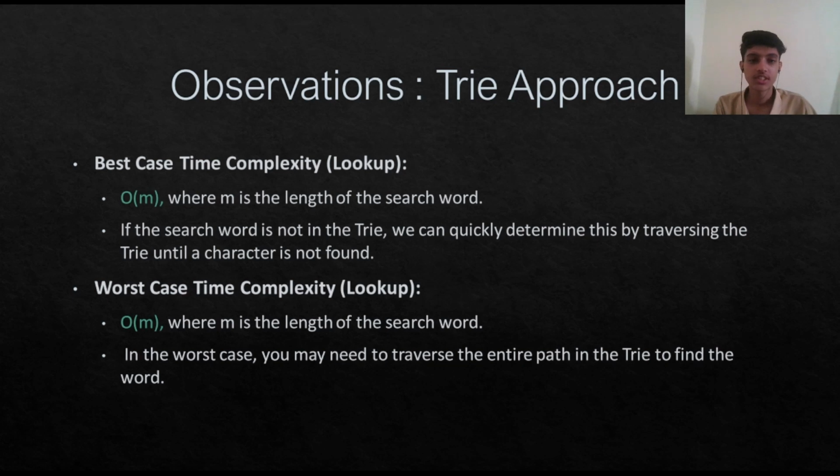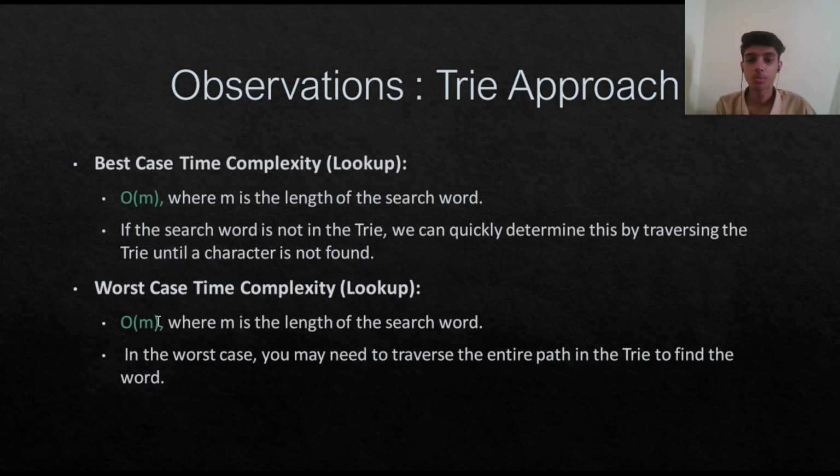Talking about the time complexity of the trie approach, in the best case, we will need to traverse the characters up to m times. If the character is not found, then we can immediately terminate the execution and return that the word is not found in the dictionary, or not found in the trie. Then, talking about the worst-case time complexity, in the worst case we will need to traverse the entire path in the trie, up to m nodes.